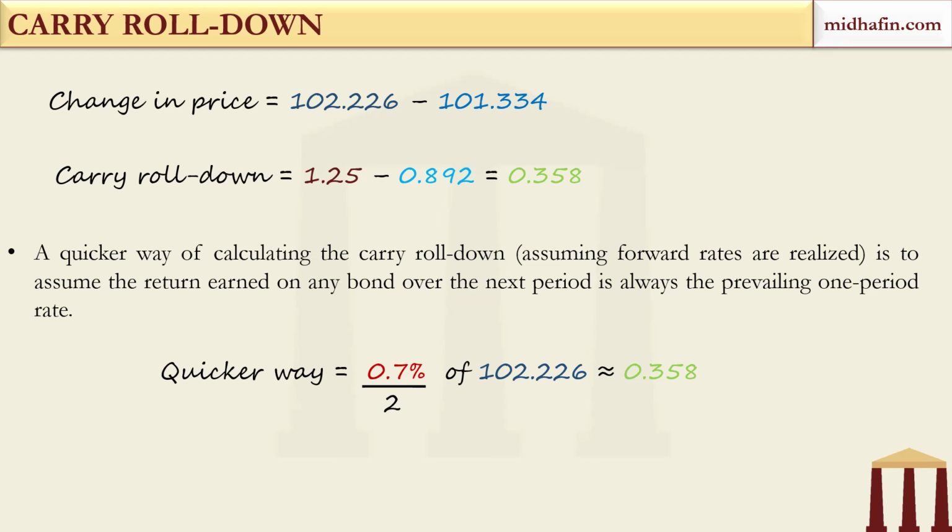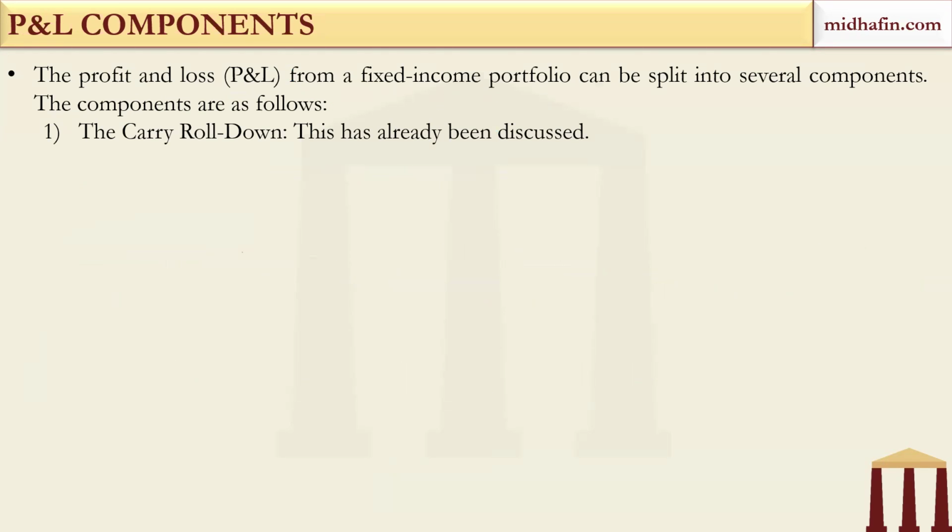There are other assumptions like term structure stays unchanged. That means forward rates will be the same as they are today. So if today the 0 to 6 month rate is 0.7%, after 6 months also the 0 to 6 month rate will be 0.7%, that is, forward rates remain unchanged. So in this assumption, this quicker way is not applicable. And since this quicker way is applicable in the forward rates realized assumption, that's why this assumption is the most widely used assumption for calculating the carry roll down. Okay, remember these things.